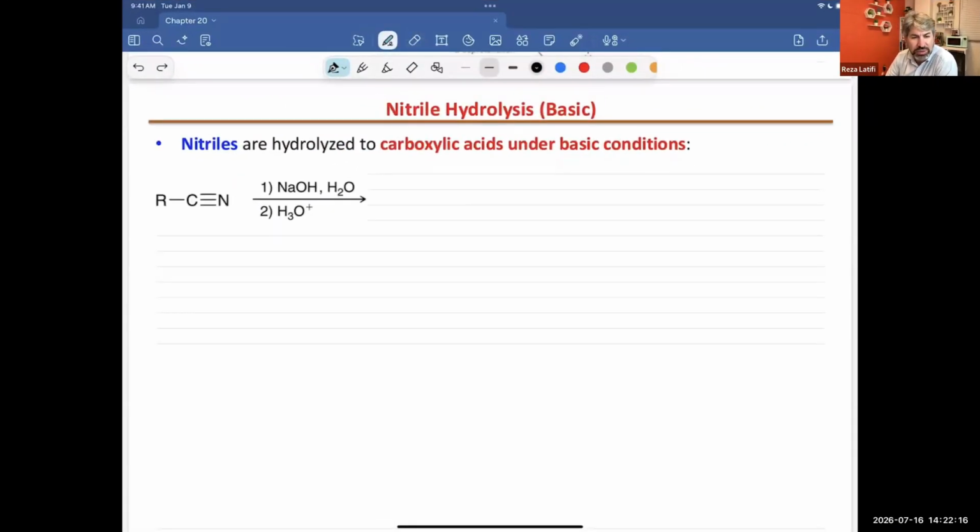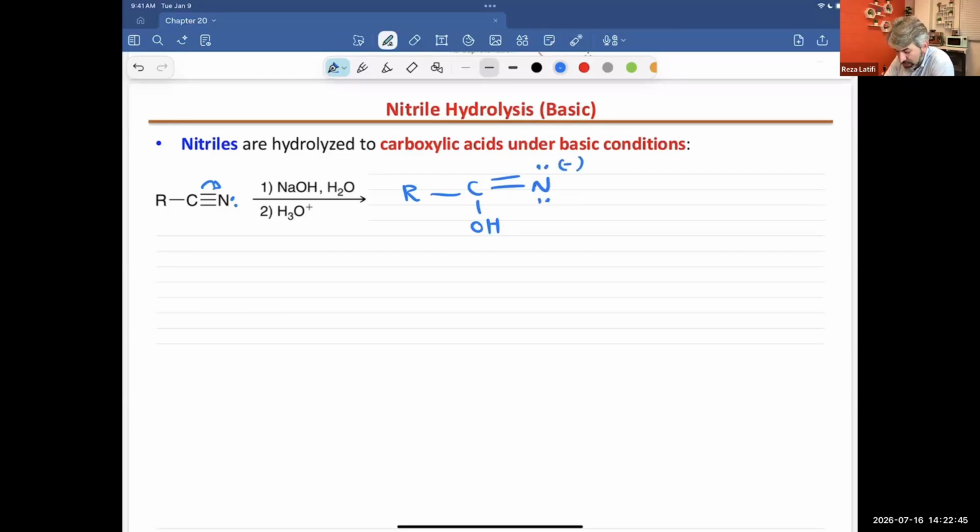Nitrile can go through hydrolysis under a basic condition, and again, the first step of this reaction is going to be addition of OH to the triple bond. So we will get R, and here C, OH, and on the other side, the pi bond will move toward nitrogen. Remember, there's a lone pair there, so we get a double bond with nitrogen, and nitrogen has 2 lone pairs, and so that means it will get a negative charge.